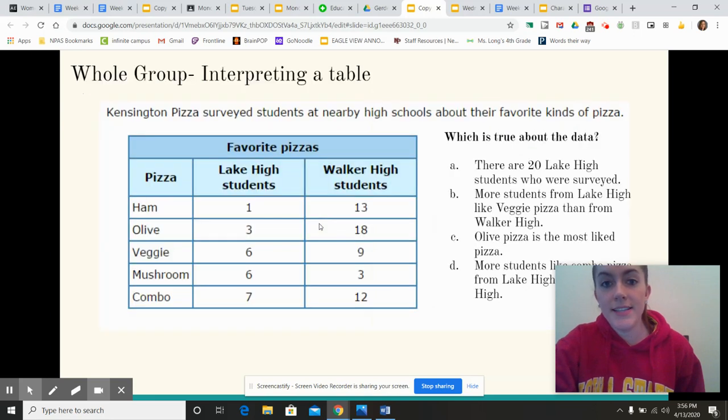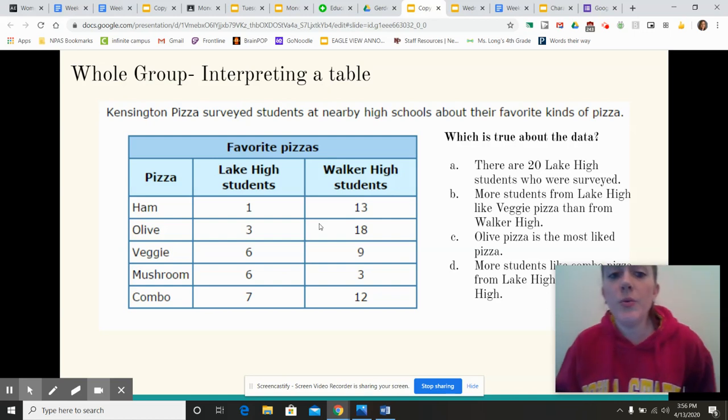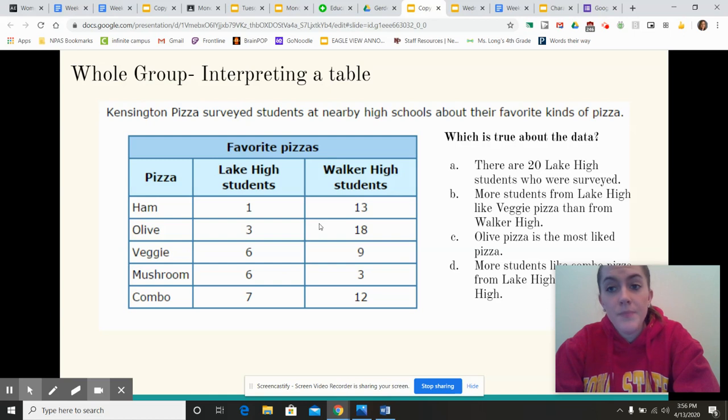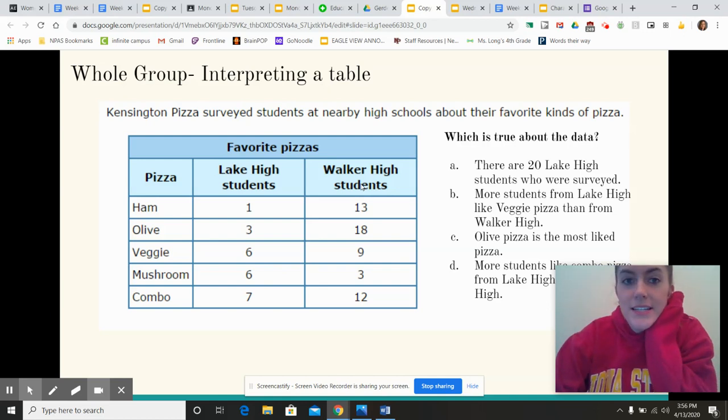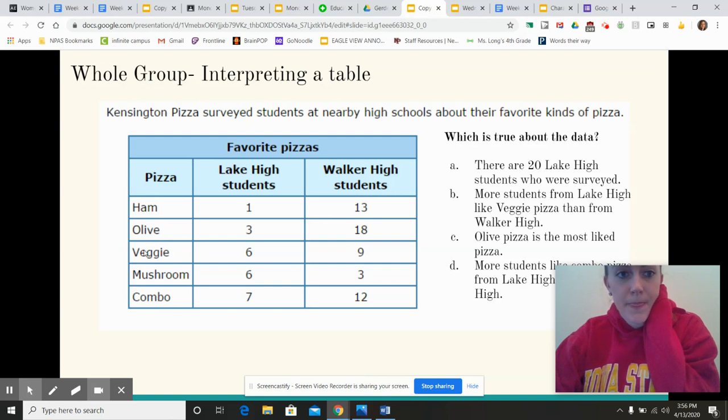We're going to look at a table now. You've also answered questions like this in your everyday math journals. We've created different tables. This one specifically, we're going to answer what is true about this table. But first things first, I need to know what this table is all about. So this table was created. It has a title just like the bar graph. It's favorite pizzas. And then it has on the side here the types of pizzas that were probably put in the survey: ham, olive, veggie, mushroom, and combo.